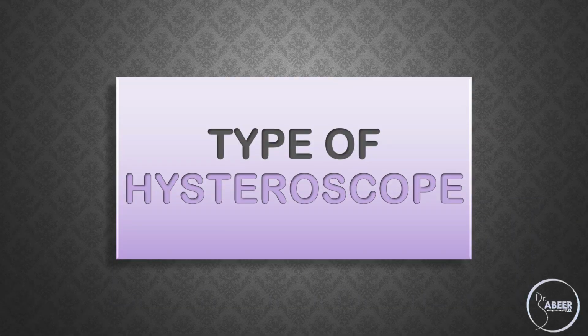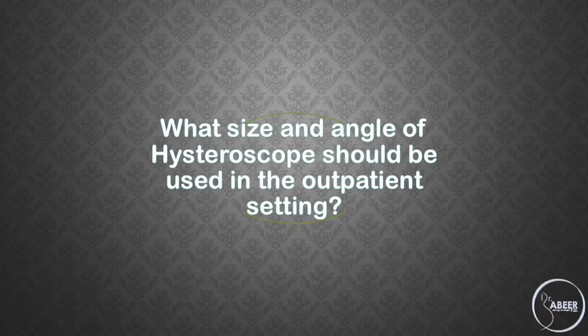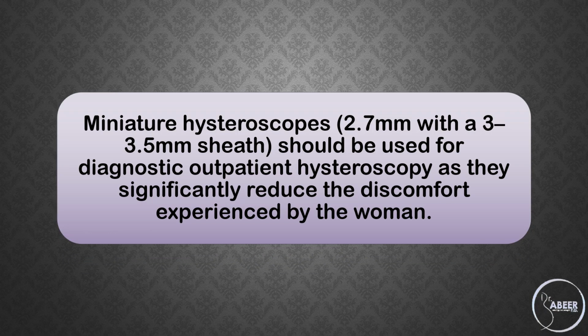Type of hysteroscope. What size and angle of hysteroscope should be used in the outpatient setting? Miniature hysteroscopes, 2.7 mm with a 3 to 3.5 mm sheath, should be used for diagnostic outpatient hysteroscopy as they significantly reduce the discomfort experienced by the women.